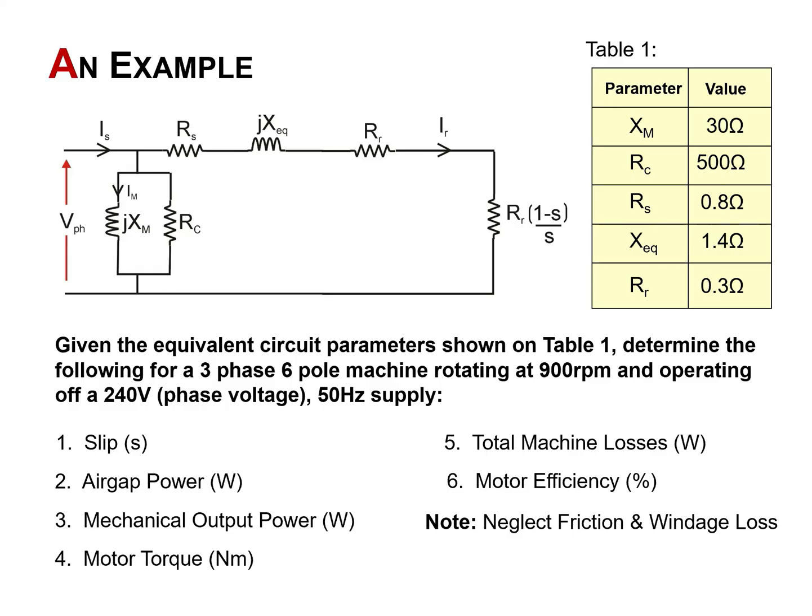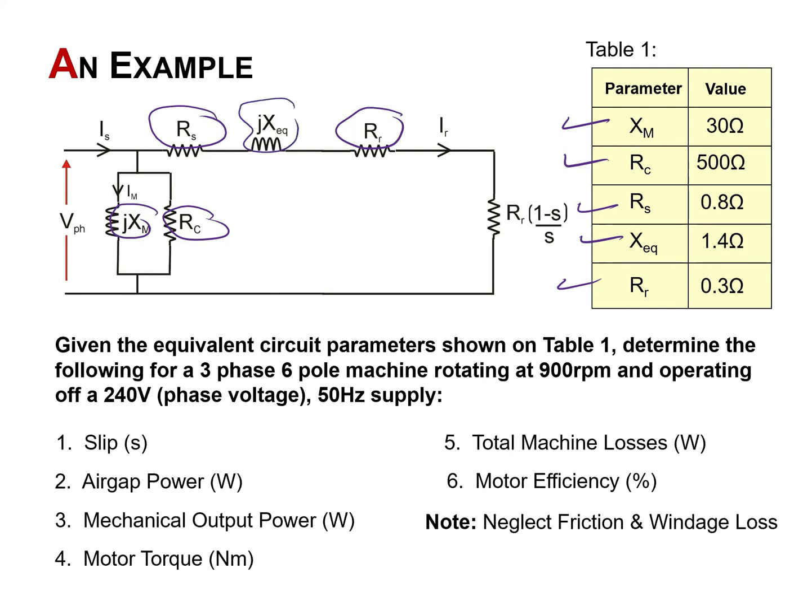Okay, so I think we are now ready to solve an example. And this way you will understand better the relationship of these parameters and how to calculate them. So take a look at this equivalent circuit. Given its parameters over here, shown in this table, so you are given all of these parameters: the stator winding resistance, the rotor winding resistance, the magnetizing reactance, the iron loss, and the equivalent inductance reactance.